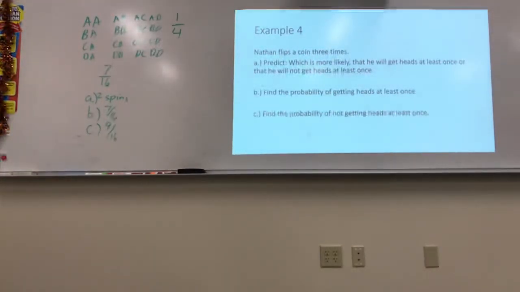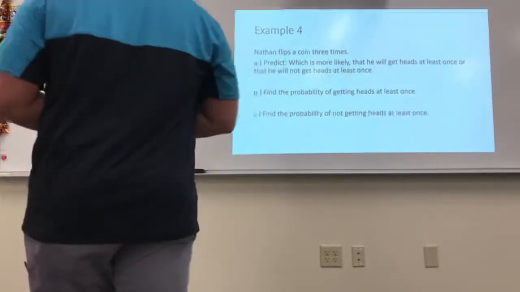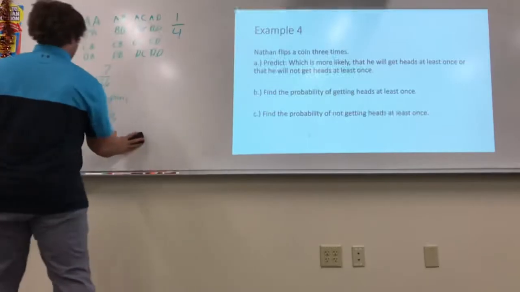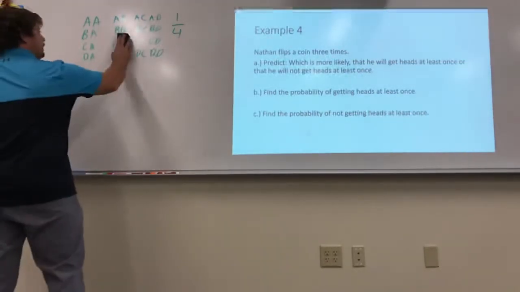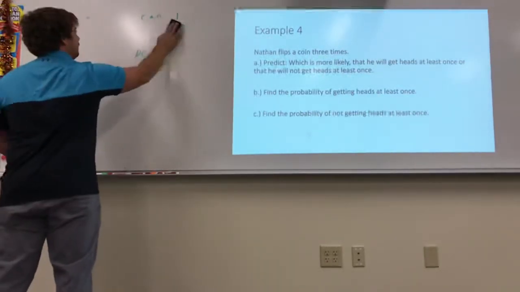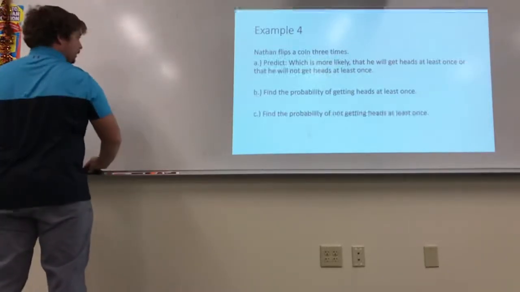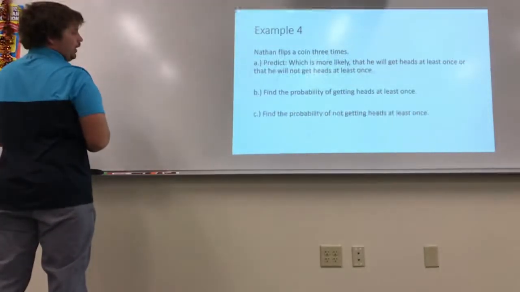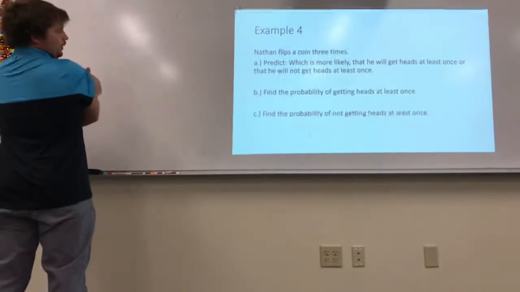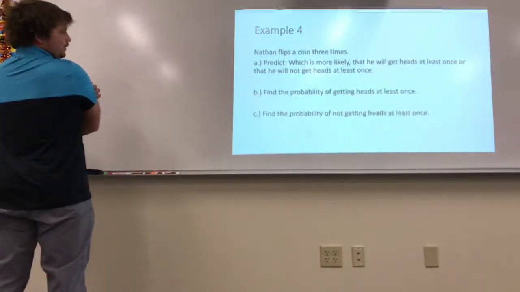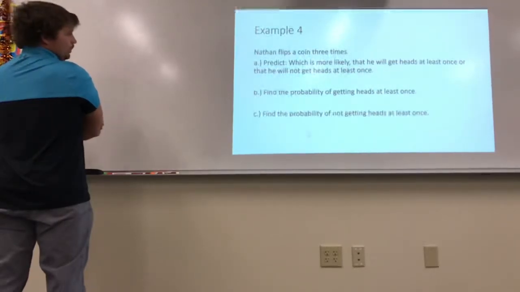Okay, example 4. Nathan flips a coin 3 times. Alright? So we're going to have to make another sample space, probably to make this the easiest. Alright? So what is more likely to happen? He will get heads at least once, or he will not get heads at least once.